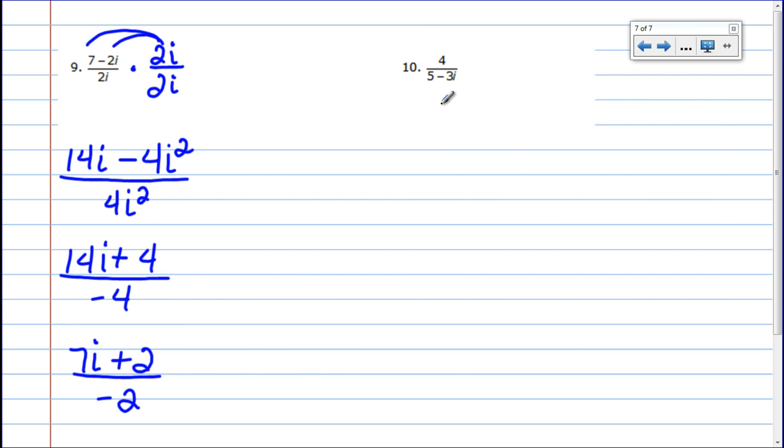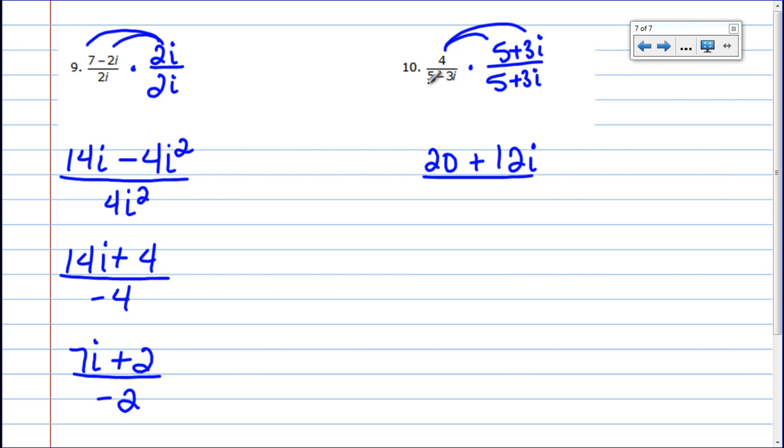This one, however, number 10, has a complex number in the denominator. So to simplify that, this is where I multiply by the conjugate. So I have to do 5 plus 3i. So in the numerator, I have to multiply 4 times both pieces. So 4 times 5 makes 20. And then 4 times 3i makes 12i. And then down here in the denominator, this is where I have conjugate, so I'm just going to do a squared minus b squared. Well, a squared is 25. B squared is 9i squared.